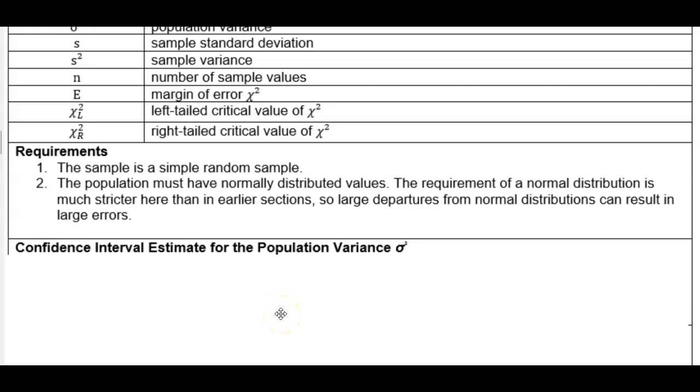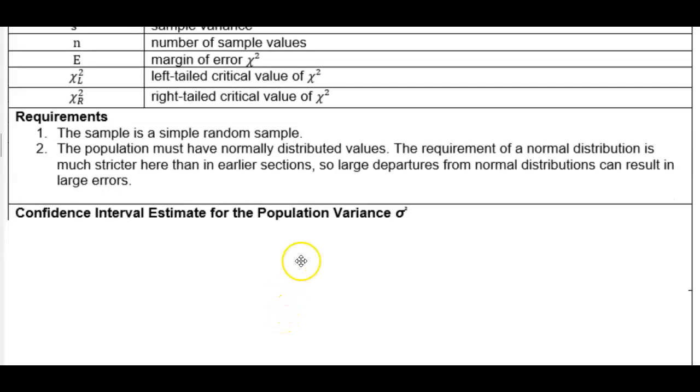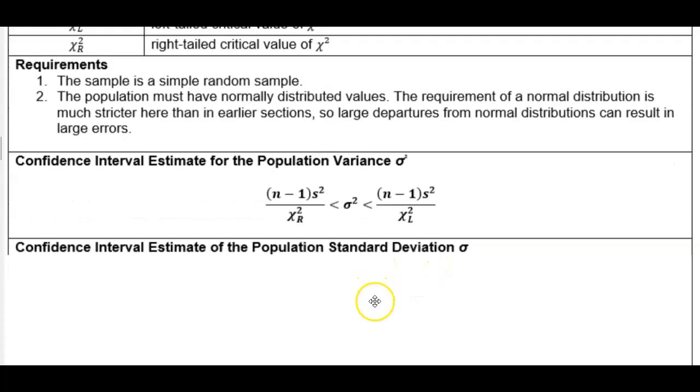The confidence interval estimate for the population variance. So the formula is the following. The population variance is in the middle here. On the left, it's n minus 1 times the sample variance divided by the chi-square critical value on the right. And then the value on the right-hand side is n minus 1 times the sample variance divided by the chi-square critical value on the left.